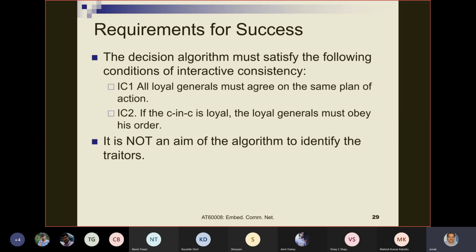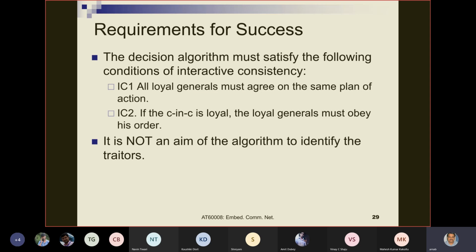If the commander-in-chief is loyal, if the commander-in-chief is not a traitor, then the loyal generals or the loyal lieutenants must obey his order. So the first case is that the commander-in-chief could be a traitor, but even if he is a traitor, he is not giving the same output to everybody. So even in the presence of that, you need a mechanism in which all the loyal generals or the loyal lieutenants, what do we mean by loyal lieutenants in our parlance? Correctly functioning controllers or correctly functioning units. All the correctly functioning units should agree on the same plan, should agree on the same output, should agree that we have to do this. Whatever, we don't know what our commander-in-chief has told us, but we are all loyal. We are all functioning correctly.